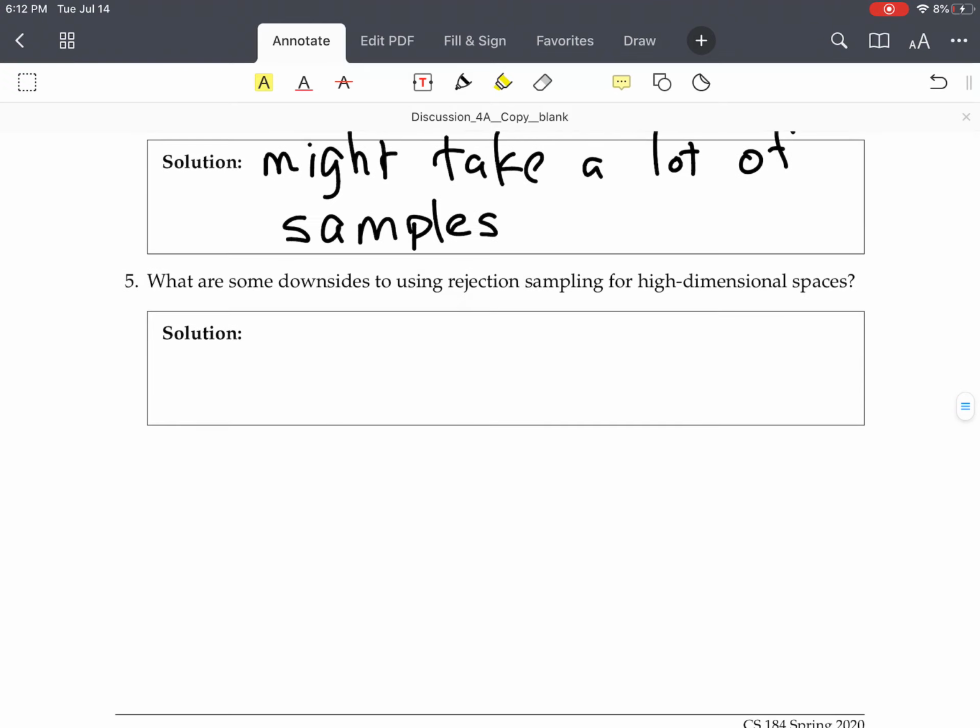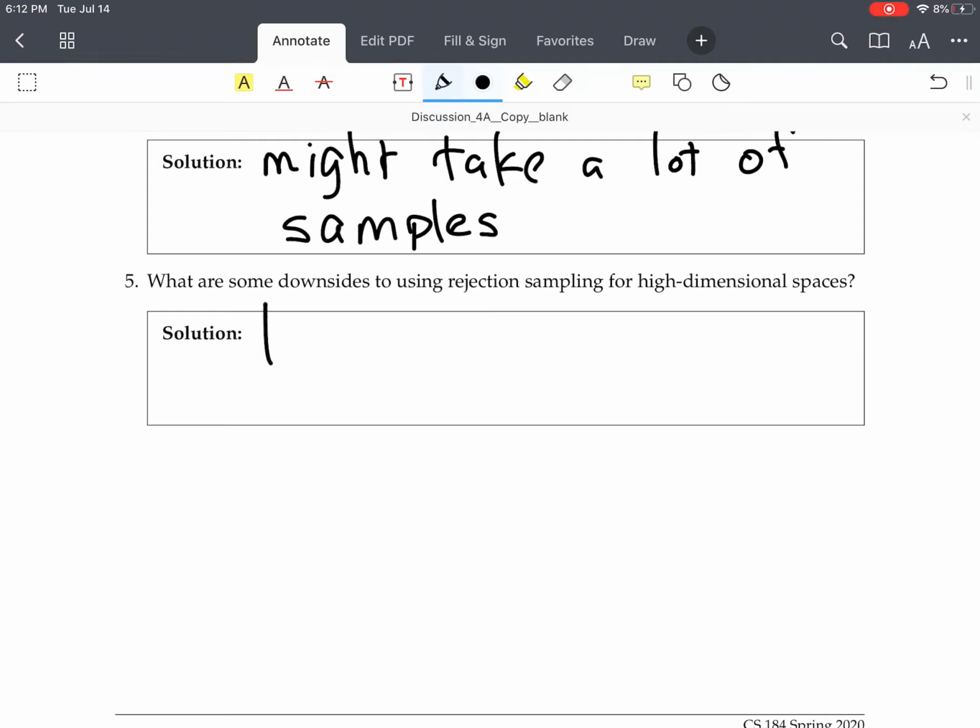Okay, number 5 now. What are some downsides to using rejection sampling for high dimensional spaces? The biggest downside is that when we use this for high dimensional spaces, we often run into a problem called the curse of dimensionality, which means that because it's a high dimensional space, we're going to have a lot more samples rejected than accepted. So this essentially becomes a very similar problem to uniform random sampling, where we would have to take a lot of samples before we're able to get a good estimate. So in high dimensional spaces, the efficiency of rejection sampling goes way down.